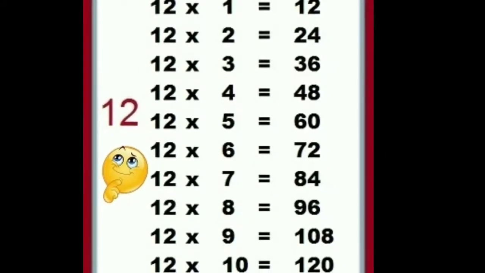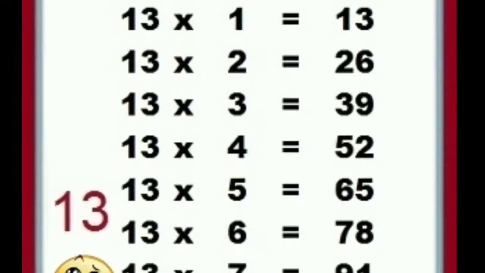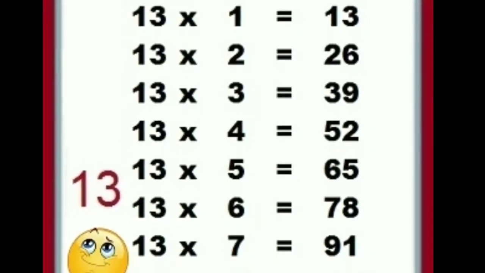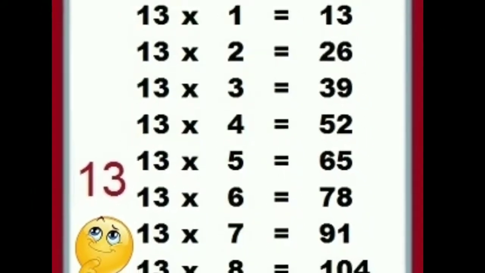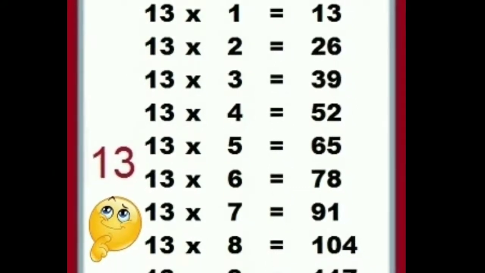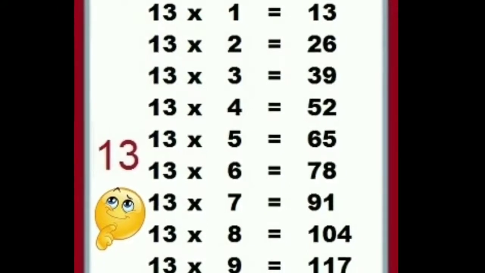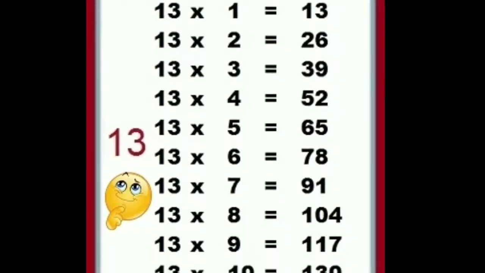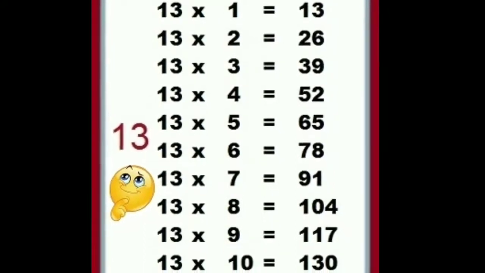12 tens are 120. Table of 13. 13 ones are 13, 13 twos are 26, 13 threes are 39, 13 fours are 52, 13 fives are 65, 13 sixes are 78, 13 sevens are 91, 13 eights are 104, 13 nines are 117, 13 tens are 130.